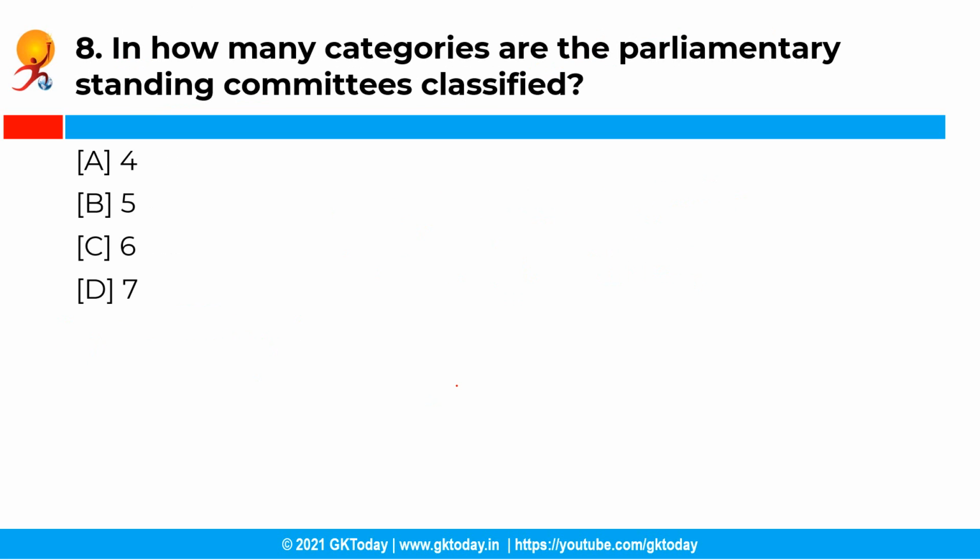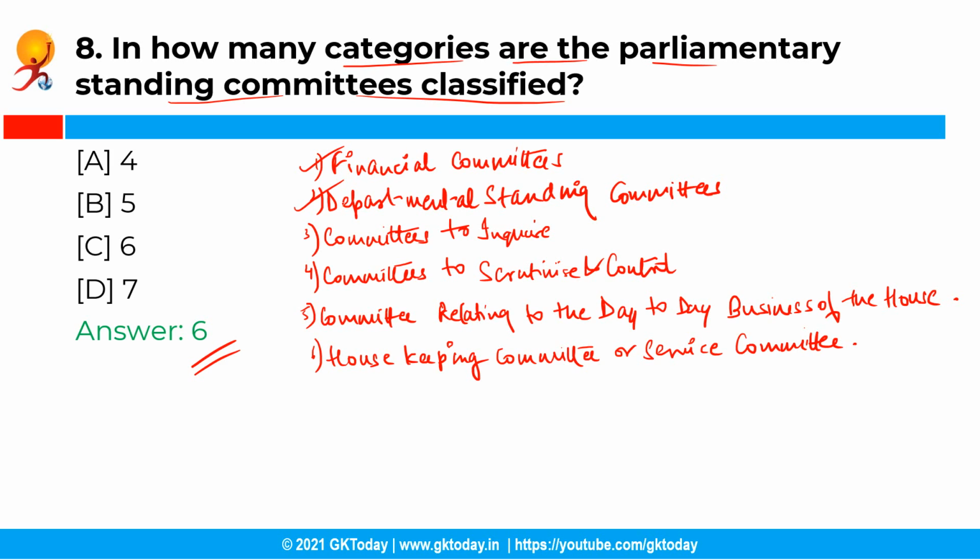Now the next question is, in how many categories are the parliamentary standing committees classified? So you have the following options and the correct answer is option C, that is 6. See, the parliamentary standing committees are classified on the basis of the nature of the functions performed by them. So presently they are classified in 6 categories, namely Financial Committees, Departmental Standing Committees, Committees to Inquire, Committees to Scrutinize and Control, committees relating to the day-to-day business of the House, and housekeeping committees or service committees.